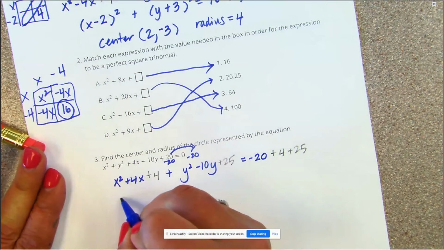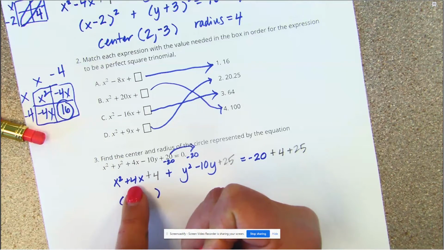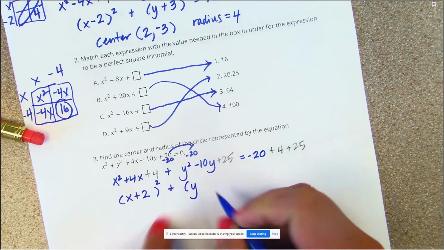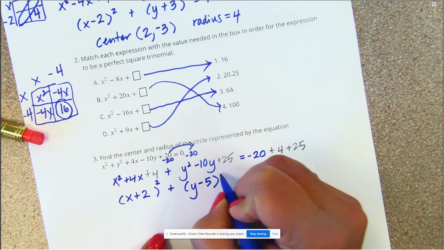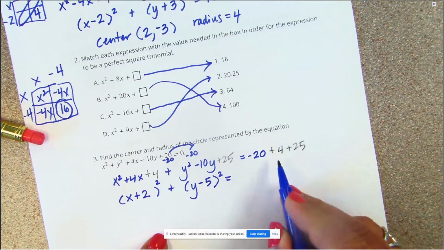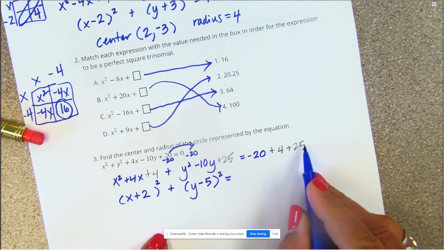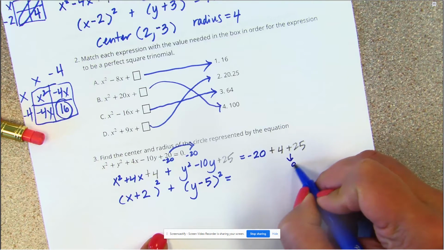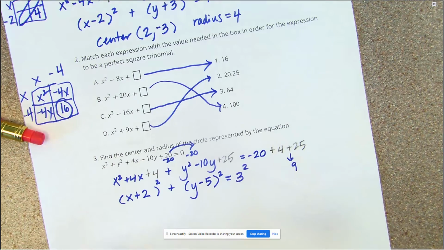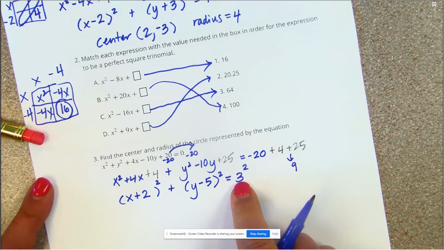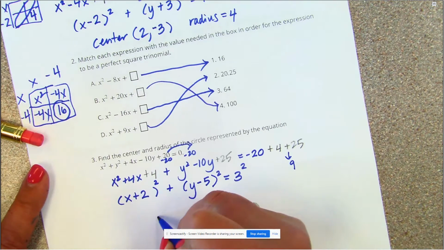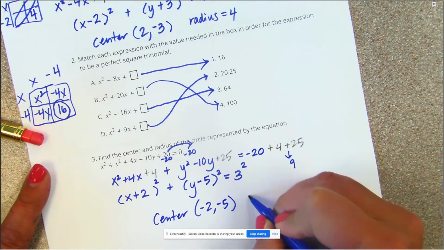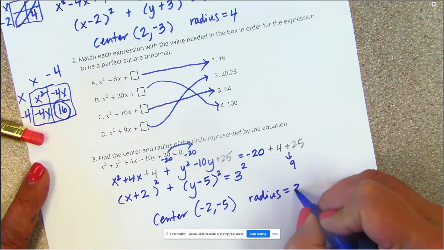All right, now let's rewrite it. So this would be what? X, half of that, plus 2, plus y, half of that. Here's where your minus comes into play. Equals, this would be what? 5 plus 4 is 9. But 9 can be rewritten as 3 squared. Why do I want to write it like that? Because I can see the radius. You can put 9 if you want. So now I know the center is -2, -5, and the radius is 3.